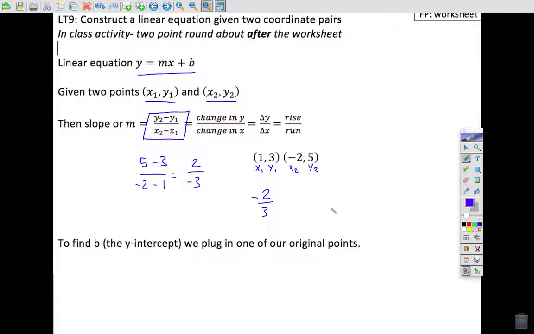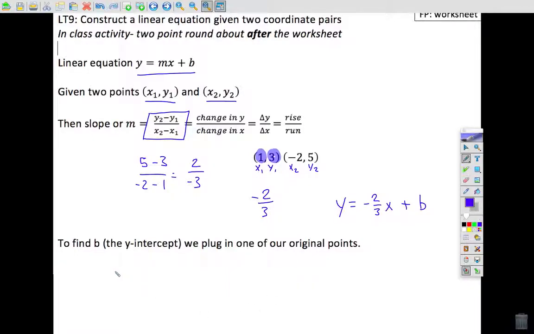At this point, our equation looks like this: y equals negative 2/3 x plus b. The x and the y are going to change. The b we still need to figure out though. In order to find b, which is the y-intercept, we have to take one of these original 2 points and plug it into this equation. Obviously, we're not going to plug in anything for b because we don't know it, but we're going to take the 1 and the 3 and plug them in.